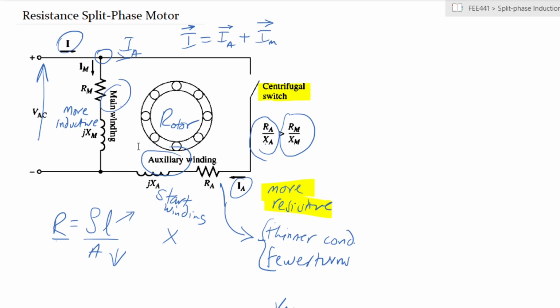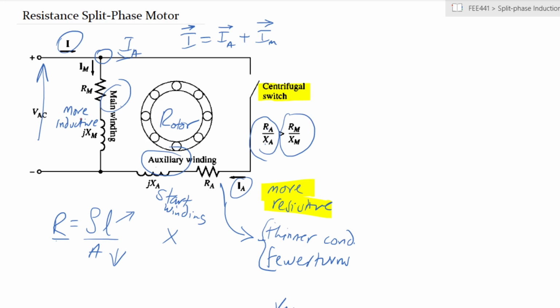Now, the idea we would want to have is we want to have our more inductive winding with its thicker conductors and more turns being used more of the time. And that is why we have the centrifugal switch. You only need your auxiliary winding when you are starting the motor. Once the motor has started, it is simply enough to have one of the windings. You don't require the phase difference.